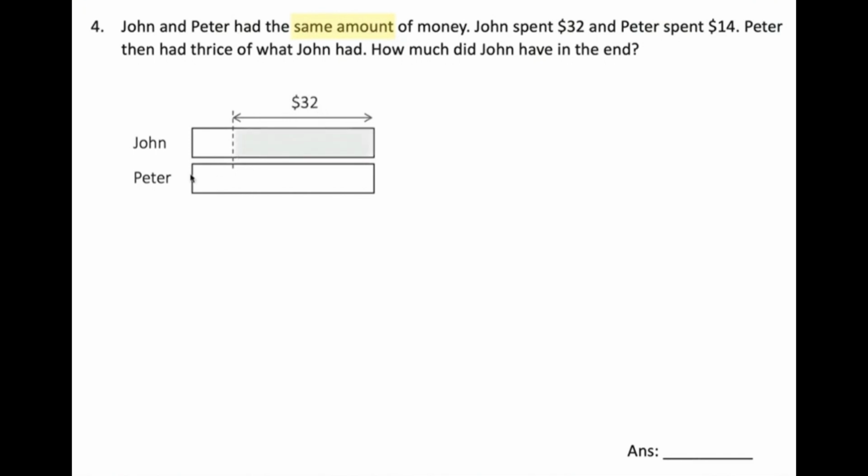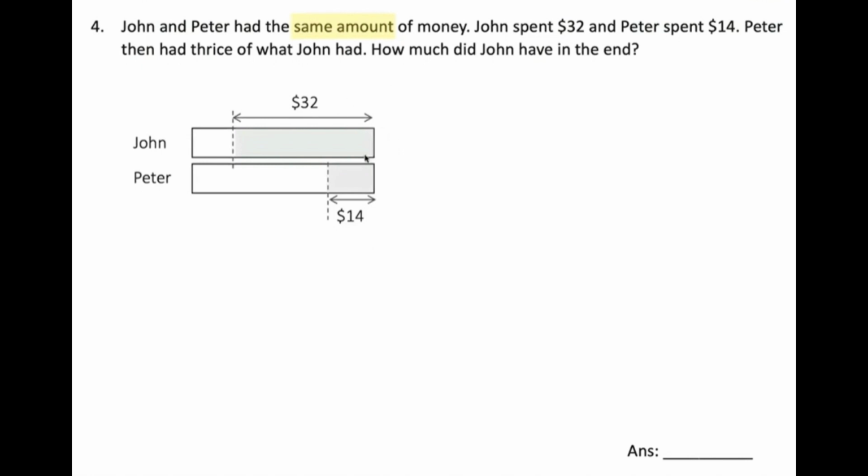Okay, so this is 32. Peter will be thrice, means Peter must have 3 units. So just roughly over here, and this is 3 units. Okay, and this will be $14. Any question until here? Okay, so this is how you shade.